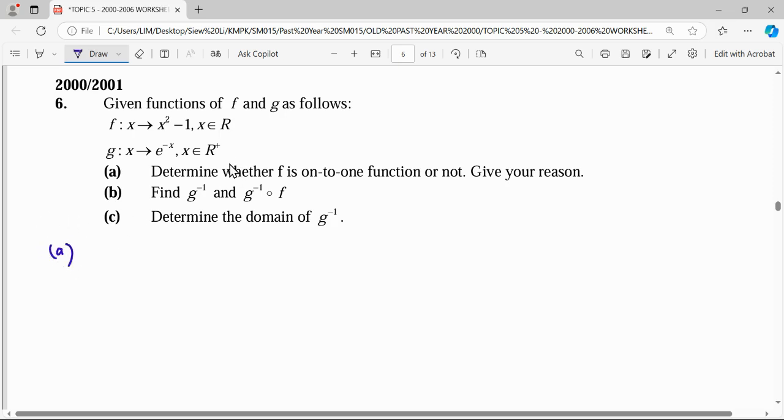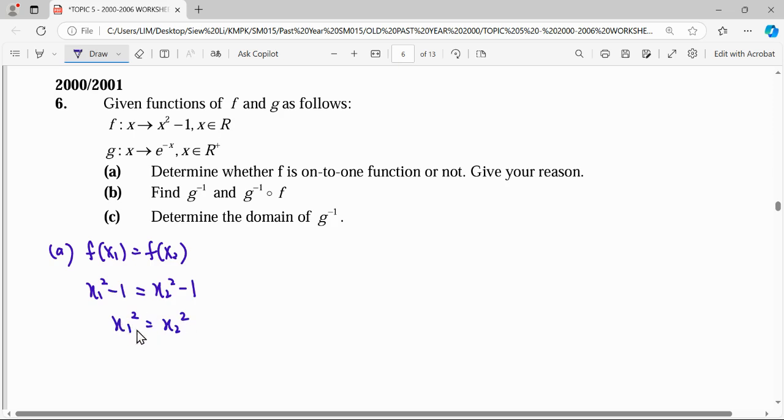For the first question, determine whether f is a one-to-one function or not. Give your reason. So we're using the algebraic method. f(x1) equals f(x2). We substitute x1 into the function. It will be x1 squared minus 1, then x2 squared minus 1. The minus 1 and minus 1 we simplify.